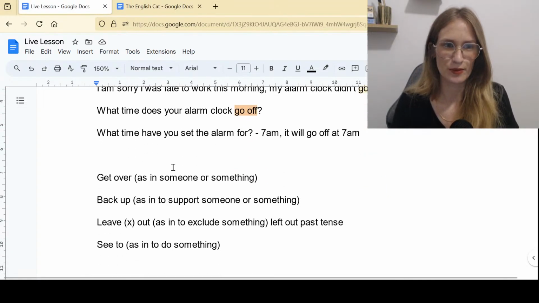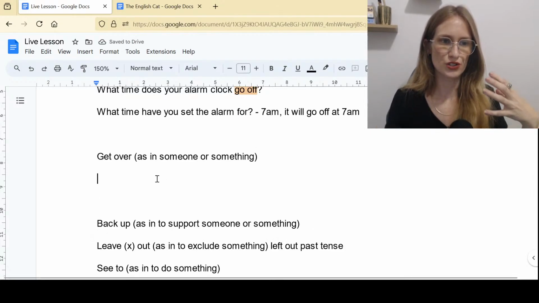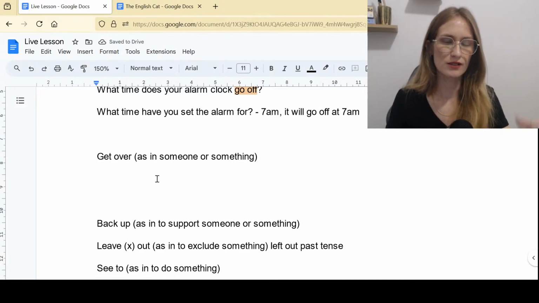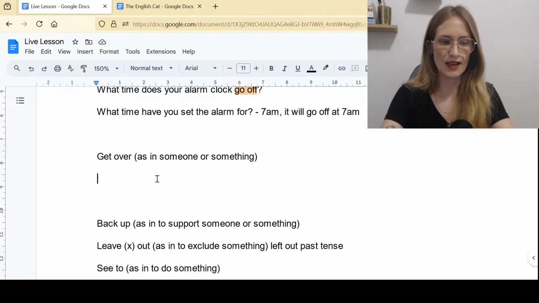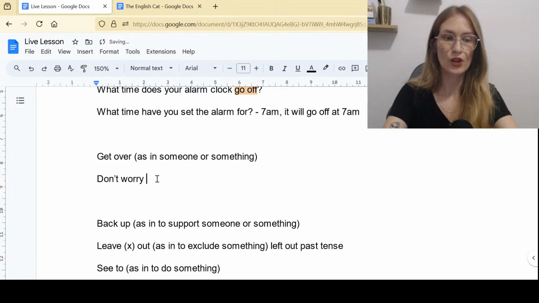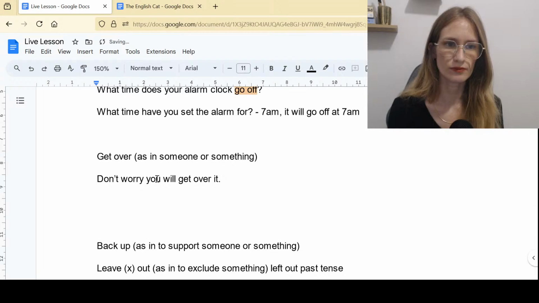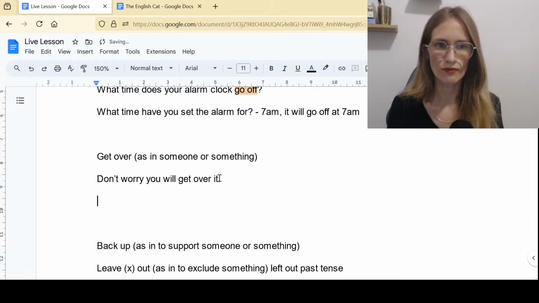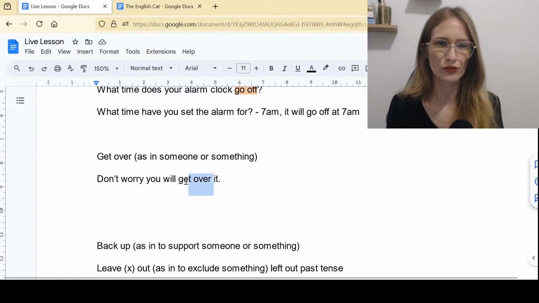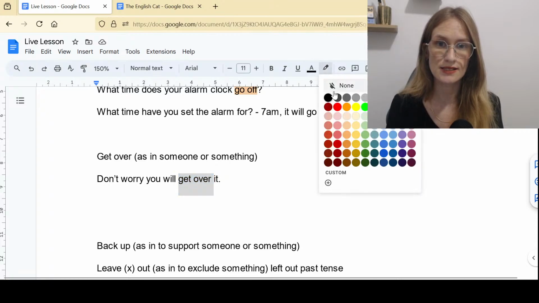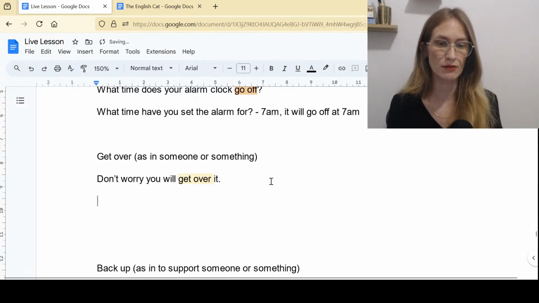Our next phrasal verb, get over, as in something or someone. So this is not to climb over or go over something. But to get over. So if I say, don't worry, you will get over it. Don't worry, you will get over it. Can you feel what this means? You will get over it. So to get over means for something to not be as painful or upsetting anymore.